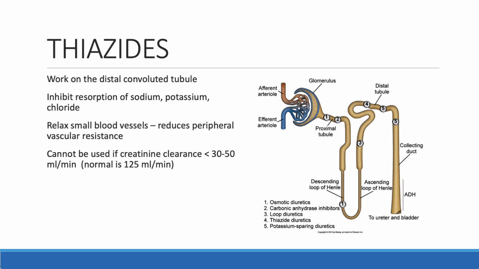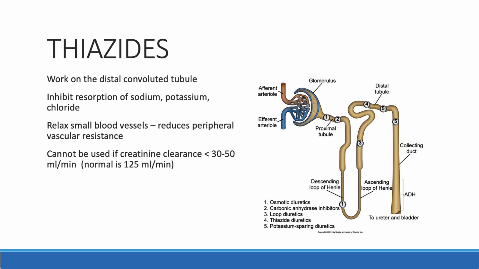Thiazide diuretics, again, work on the distal convoluted tubule, and they inhibit the reabsorption of sodium, potassium, and chloride. Why is that important? Well, because, remember this, with sodium goes water, right? So when we inhibit, and reabsorption refers to the bloodstream, when we inhibit the reabsorption of sodium, keeping sodium from coming back into the bloodstream, then it goes out in the urine, and along with it goes water. That's how it works, right?